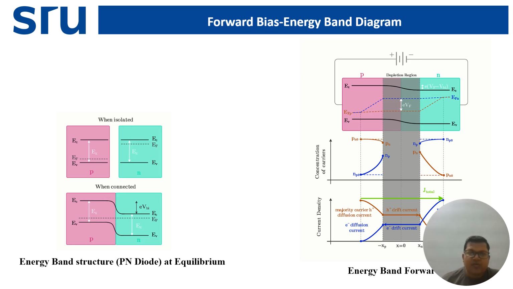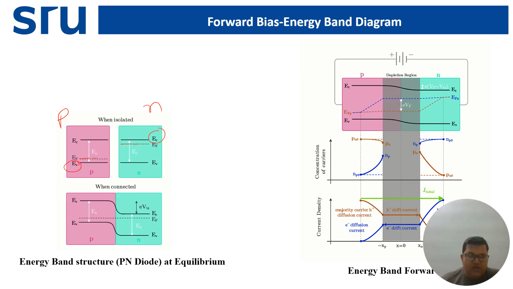So now we will try to understand the forward bias energy and band diagram. When isolated, this is the P side and this is the N side. As you can see, the Fermi energy lies near the valence band on the P side, and for the N side, the Fermi energy lies near the conduction band. That is the basic of the P and N type band diagram.